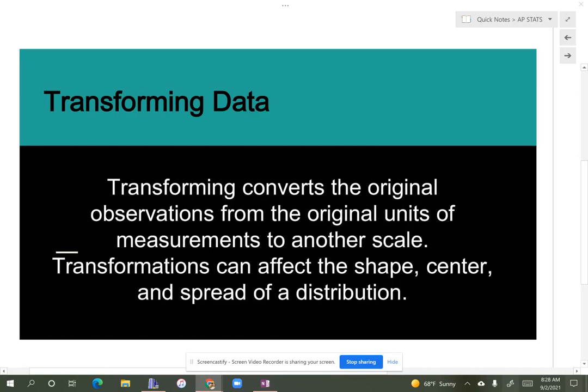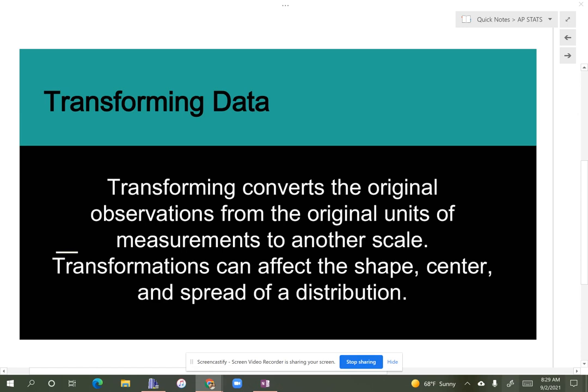Okay, so the last thing we're going to talk about today is transforming data. What we're talking about is that transforming converts the original observations from the original units of measurement to another scale. So think of it like meters to feet, or Fahrenheit to Celsius, or years to days, months, whatever. That happens often because it's more relevant for what you're talking about. Maybe you want to know seconds instead of hours, or something like that. But transformations can affect the shape, center, and spread of a distribution.